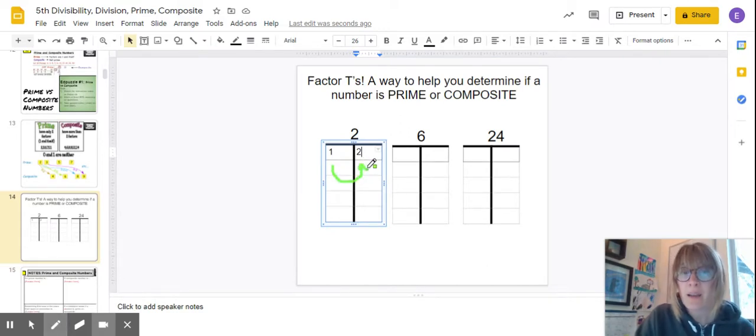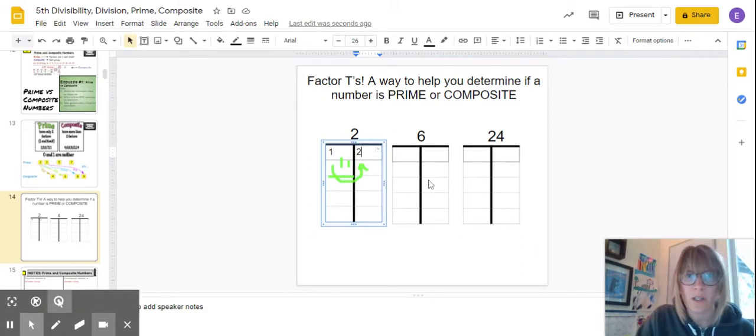Because if we go sequentially, 1, 2, 3, using counting numbers, our next number that would go as our next factor would be 2. Well, we've already hit 2 here. We know that it's a factor. So we're done. We don't need to repeat numbers on the left column that are already in the right column. So it looks like a little smiley face. Happy place, yay.